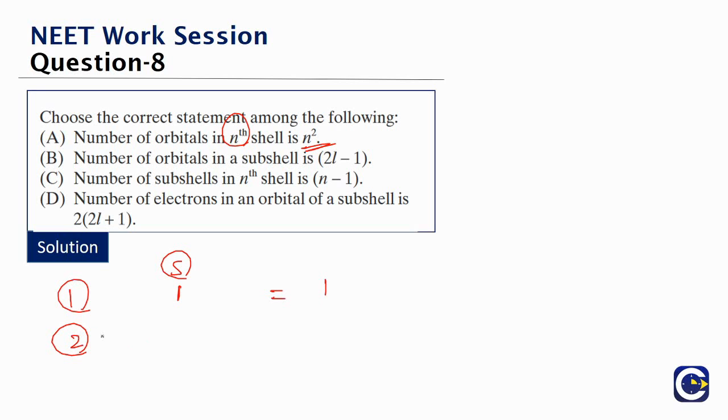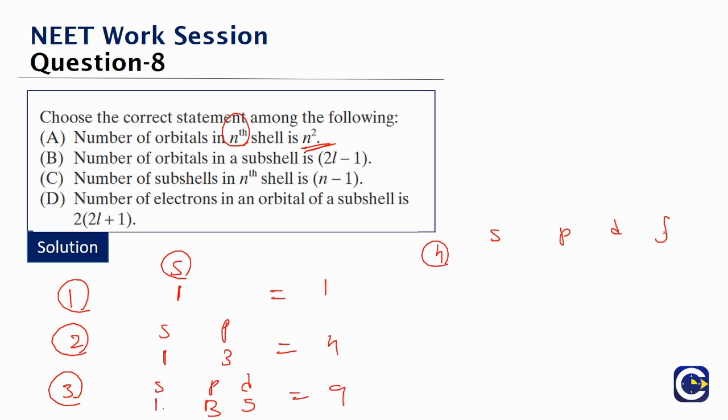1. Second orbit will have s subshell and p subshell. S subshell is 1 orbital, p subshell 3 orbitals. Totally what is it? 4. Third orbit will have s, p and d. S subshell will have 1 orbital, p will have 3, d will have 5. Totally what is it? 1 plus 3 is 4, 4 plus 5, 9. If you go to the fourth, there will be s, p, d and f. S will have 1 orbital, p will have 3 orbitals, d will have 5 orbitals, f will have 7. Count them. 1 plus 3 is 4, 4 plus 5 is 9, 9 plus 7 will be 16.